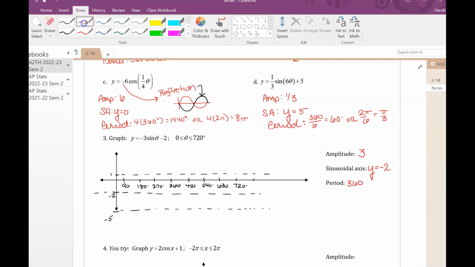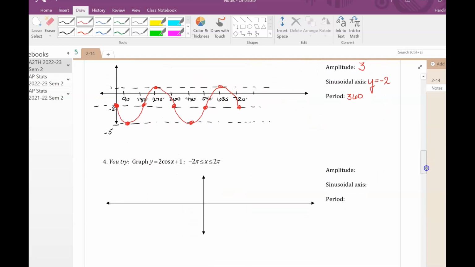Okay, this is a sine graph, which starts on the sinusoidal axis, but it's a reflection. So just like I was saying before, instead of going to the maximum, I'm actually going to go down to the minimum at the next critical value. And then follow the pattern through. And 720 should be 2 periods of the graph. There's 1, and then there's 2. All right, question number 4.